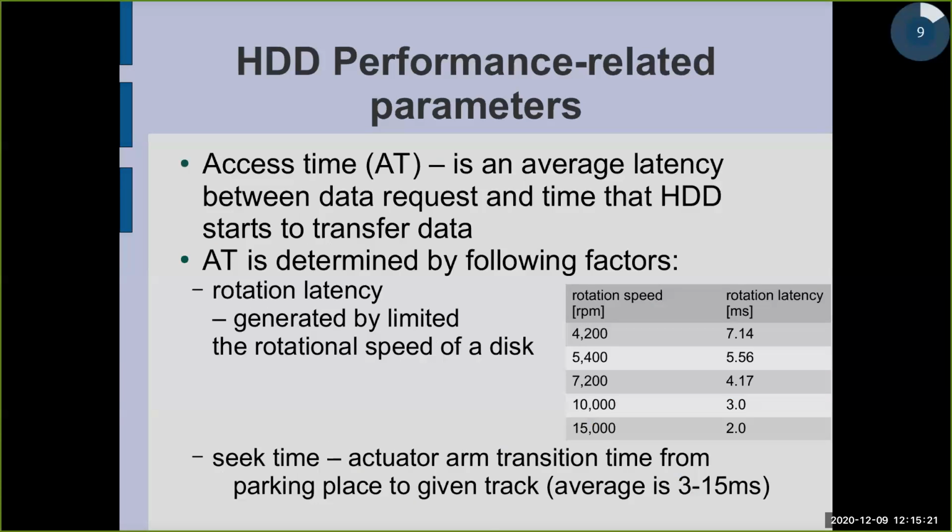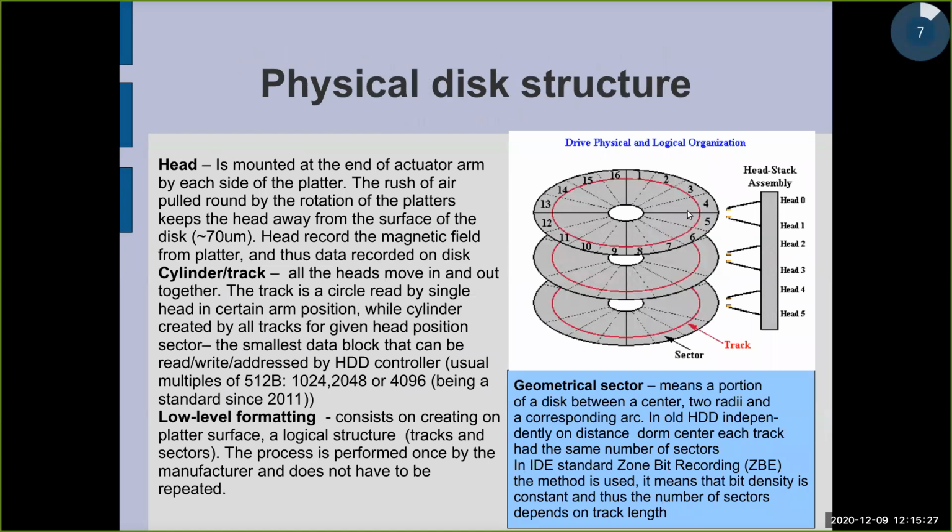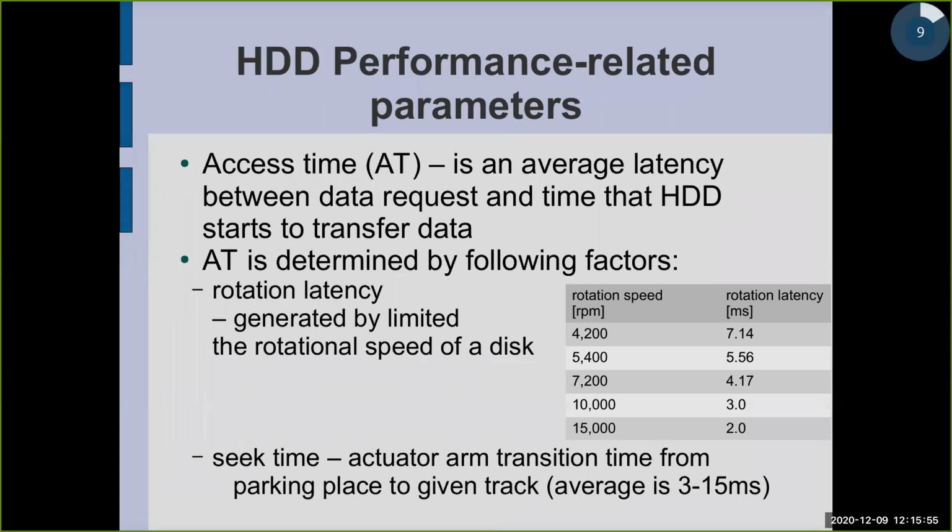The second parameter is rotation latency, because even when we set our head over a track and want to, for example, read sector 14, but we are here, we have to wait until this sector is under the head. This is called rotation latency, and rotation latency depends on the rotation speed.